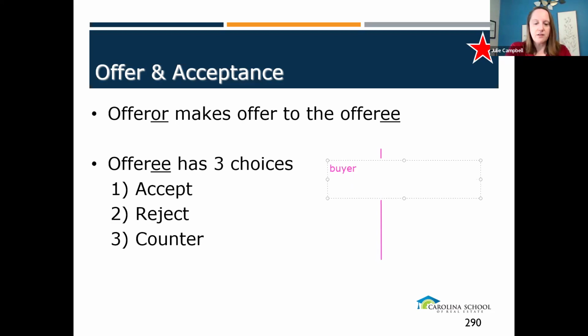So if we just revisit what we saw last week, and we're just going to, for example, say that the buyer is making the offer.